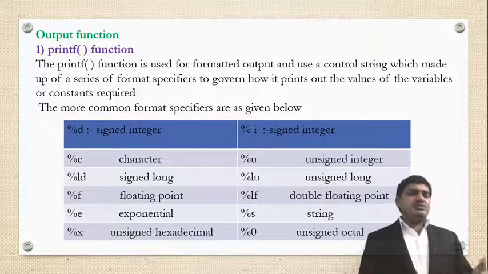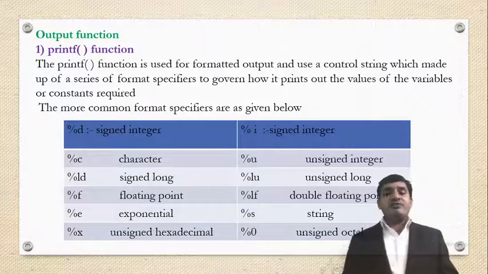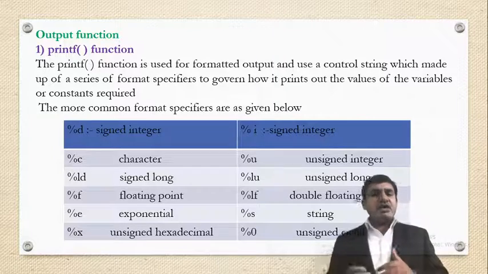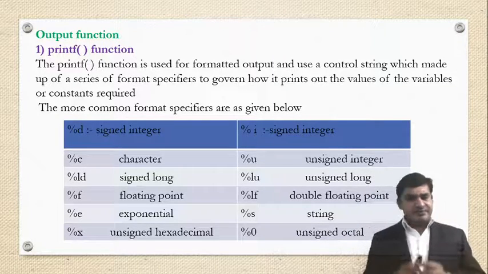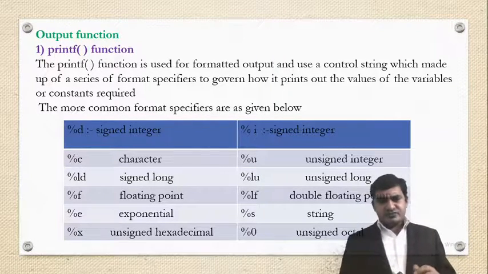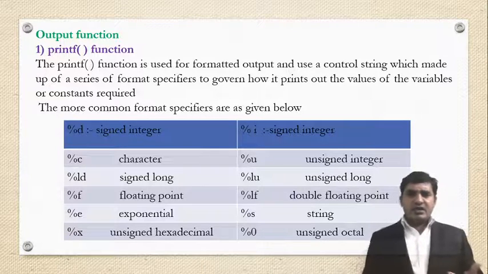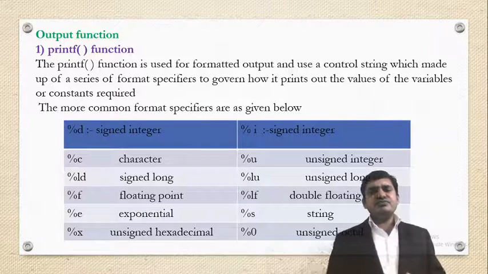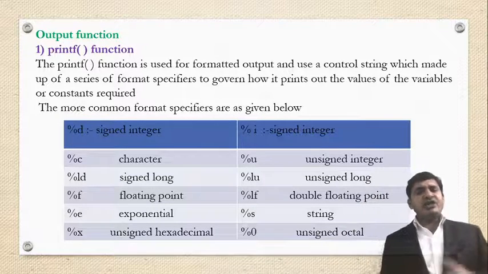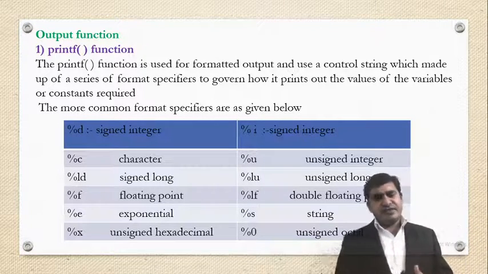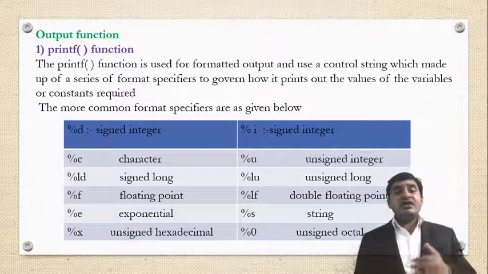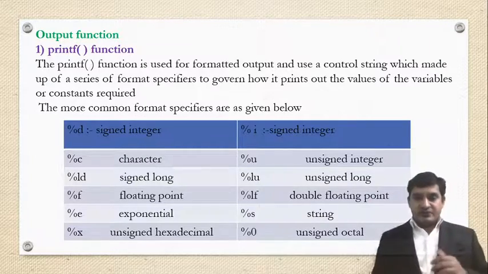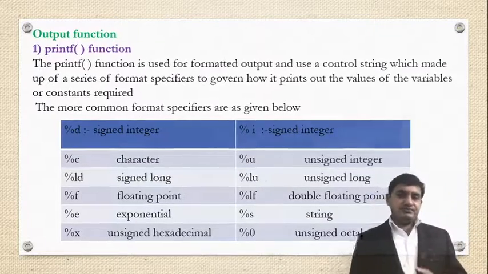For floating point we use percentage f, and for double floating point we use percentage lf, that is f having the prefix l. Percentage e, when our output is in exponential form. Percentage s, when our output is a string. Percentage x for unsigned hexadecimal, and percentage o for unsigned octal.